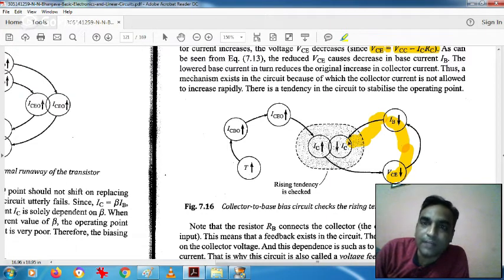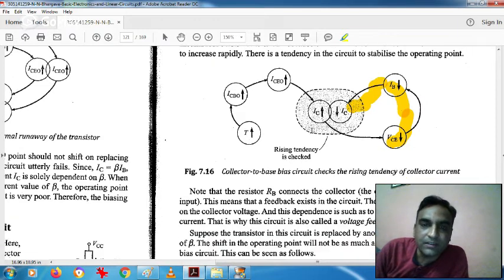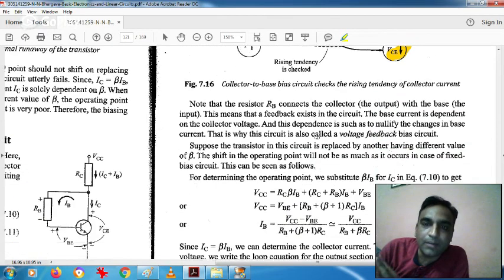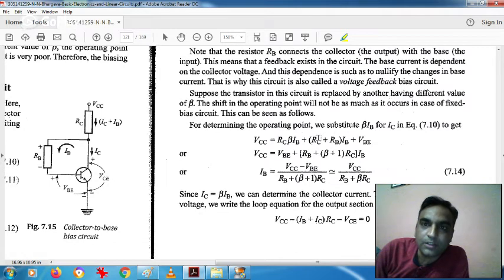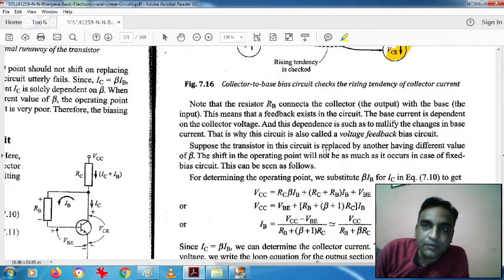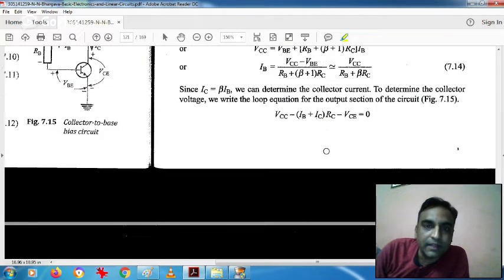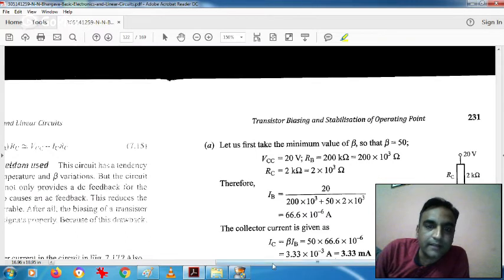Also, the device parameter variation can be stopped by this, because IC is equal to beta IB. If IC has been incremented, again due to the decrement in the VC and IB, IC will be decremented. So this circuit fulfills our purpose of stopping the thermal runaway. So this is the circuit of the collector to base bias circuit.